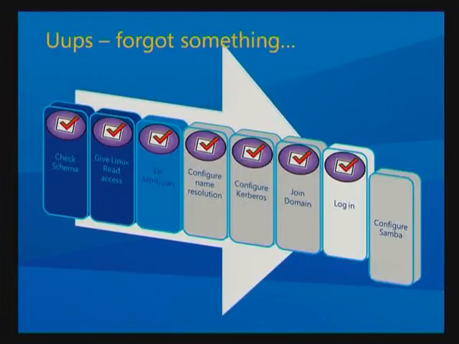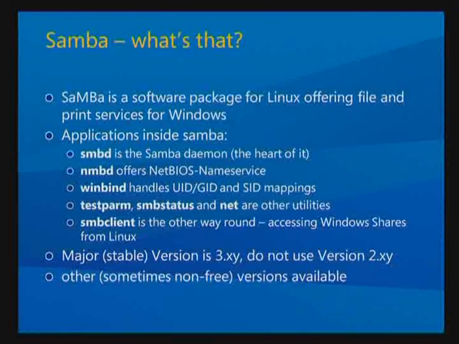What is Samba doing? Samba is the short form for SMB. So it has nothing to do with dancing around. You see, I can't dance, but I can do Samba. There are some applications inside Samba which offer file and print services for Linux. There's smbd, and that's the original Samba daemon. A daemon is something like a service in the Unix world. nmbd is for the NetBIOS name service, which is still needed there.